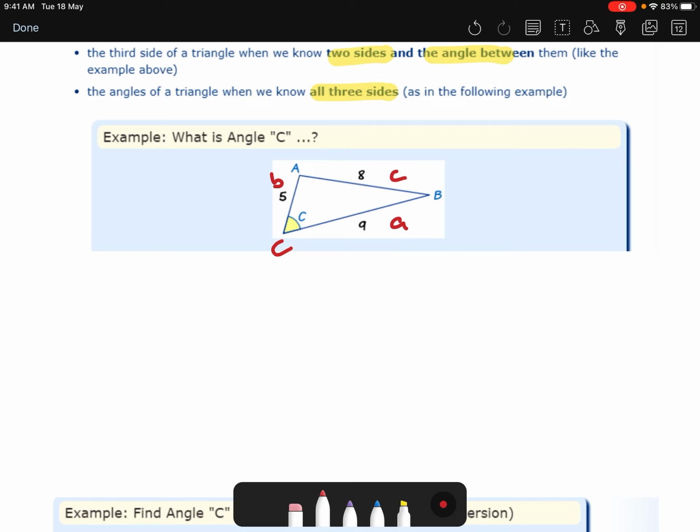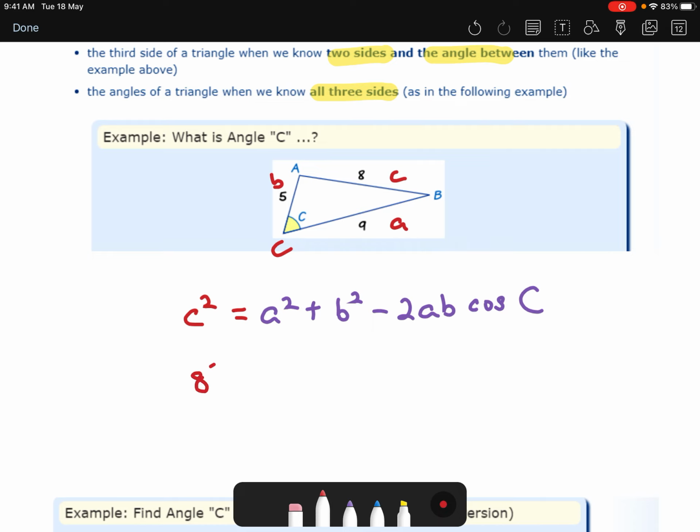Okay, since we want to find angle C, we have a left and right hand side, right? So the left hand side must be side C, or length C. C square is equal to A square plus B square minus 2AB cosine C. Just follow your A square, B square, cosine C. Right? Okay, so what is your C square?